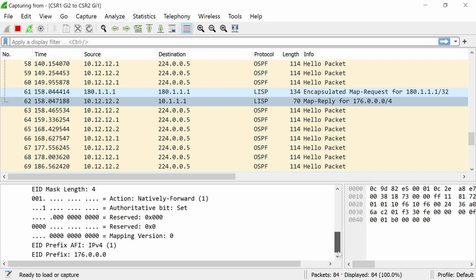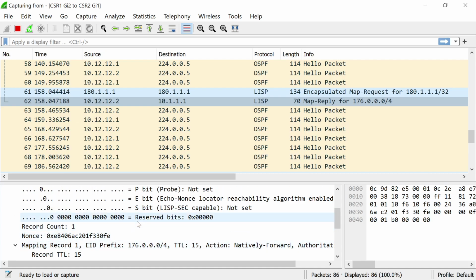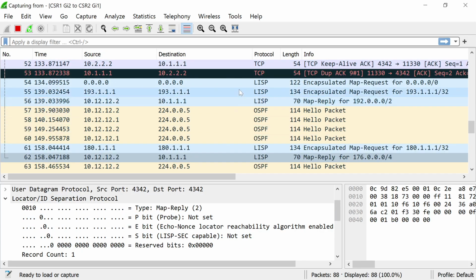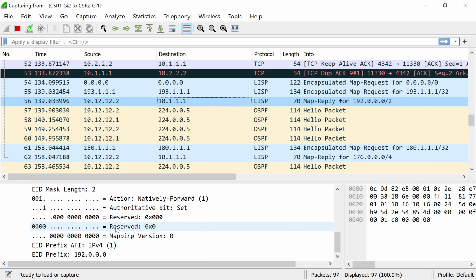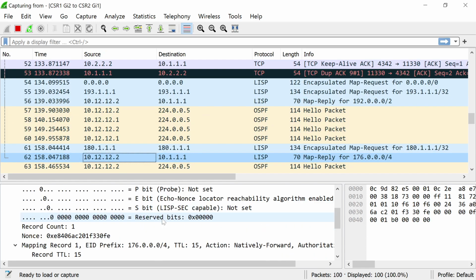These are the values. Map version. Let's see the other request. For instance, for 0.0.0.0, there is always a map reply that goes from the map resolver to the requester; this should be a negative map reply.